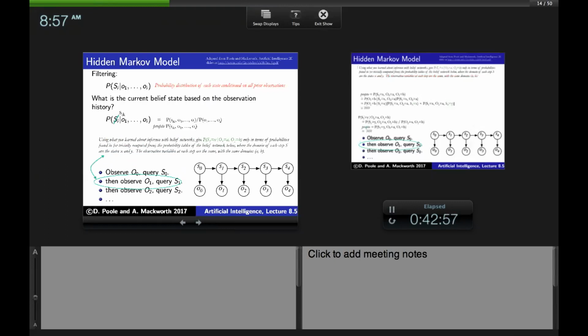Here is a somewhat more complicated example, looking at the belief network or the hidden Markov model up until this point. What we want to compute here is the probability that S sub 1 equals X given these two observations: the observation at O sub 0 equaling A and the observation at O sub 1 equaling B.